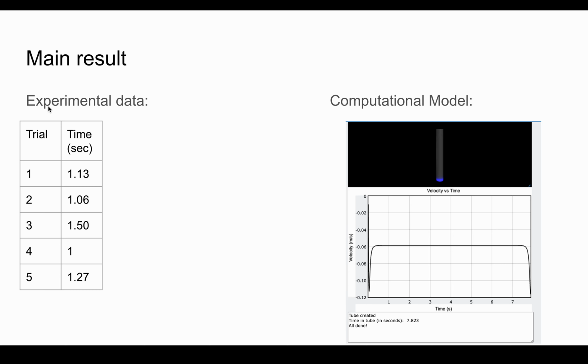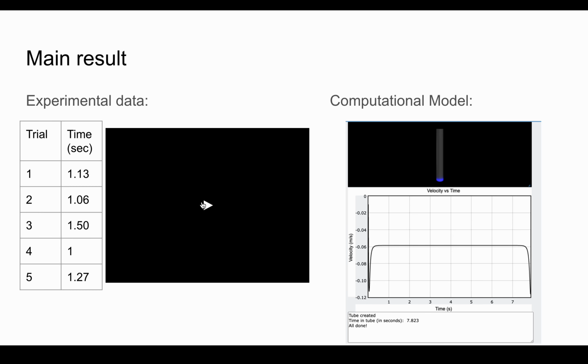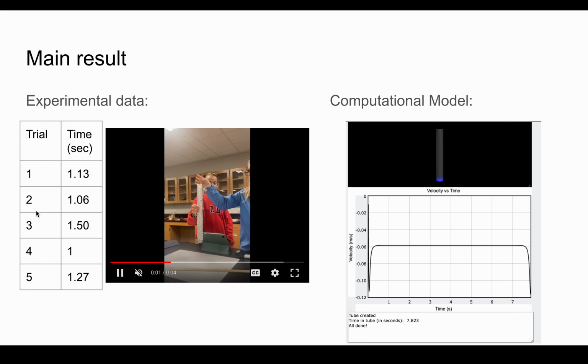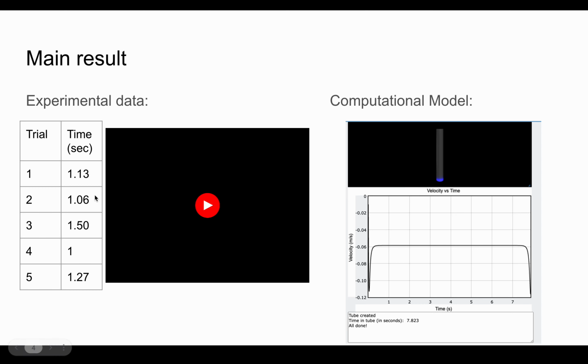Main results, this is the experimental data. This is using the video that we took, if it ever plays. But it was just like the trial. We just took 5 videos of it falling through the tube and recorded the amount of time it took. And then here's the computational model, which we put in all the same experimental data, but it came out to like 7.823 seconds, which is really weird.